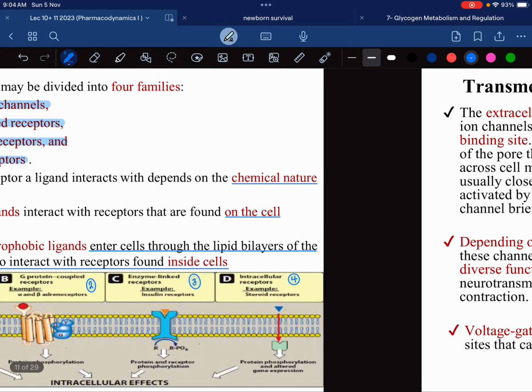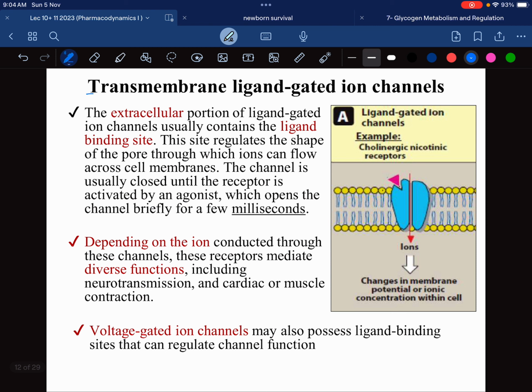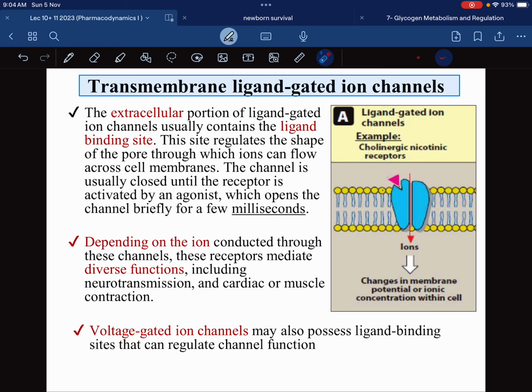The first one is the transmembrane ligand gated ion channel, which is the nicotinic receptor. Where is the binding site? The extracellular portion of the ligand gated ion channel usually contains the ligand binding site. This is the receptor. It spans the phospholipid membrane, but the binding site is extracellular. That means the ligand should be what? A hydrophilic compound to bind to the extracellular part.